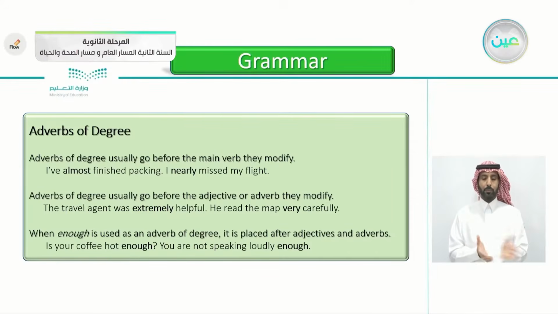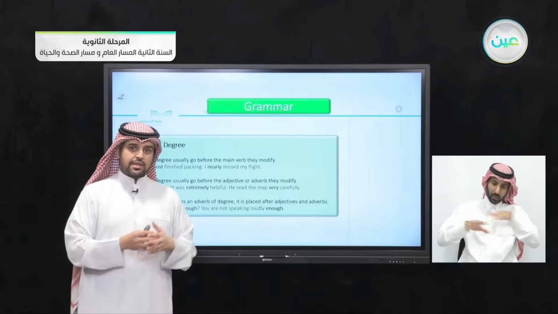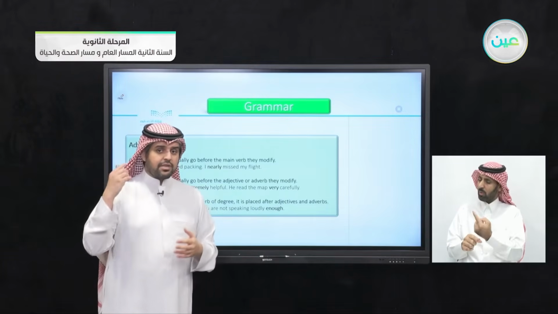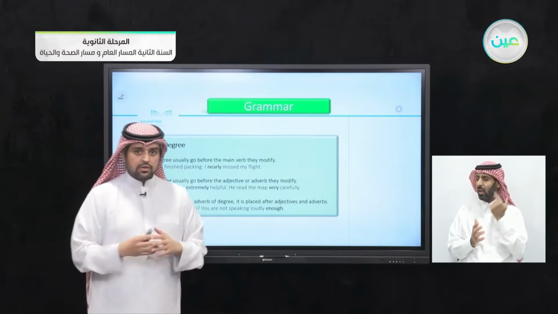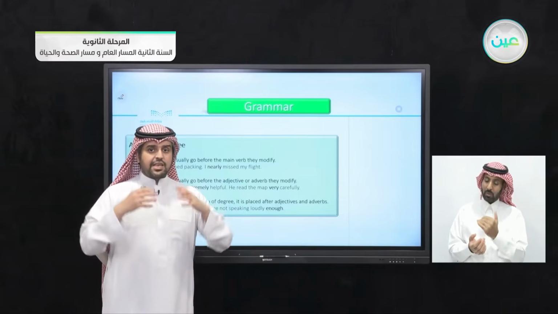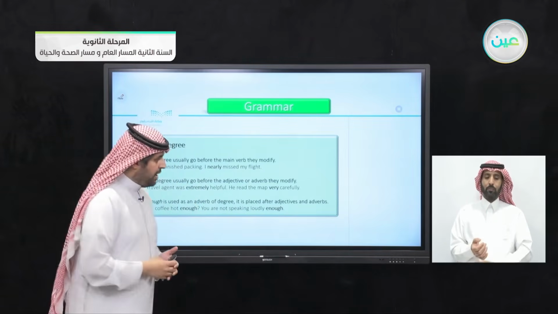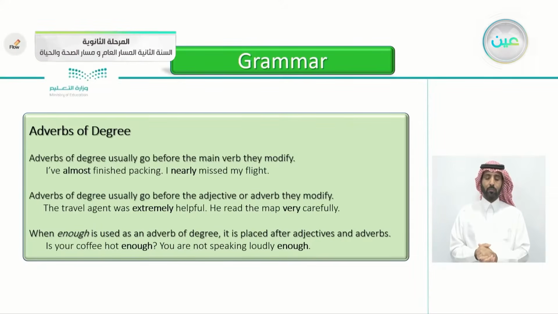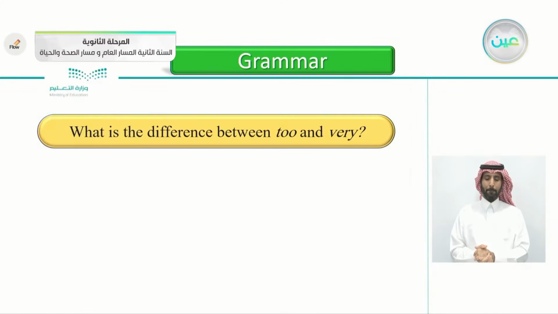The other example here, you're not speaking loudly enough. For example, you are at a meeting and you are at the end of the table and you tell the instructor, excuse me, you're not speaking loudly enough. I can't hear you. You are speaking loudly, okay, but it's not loudly enough. I can't hear you at the end of the table. And pay attention that the word enough comes after the adjective or the adverb, if it is used as an adverb of degree.